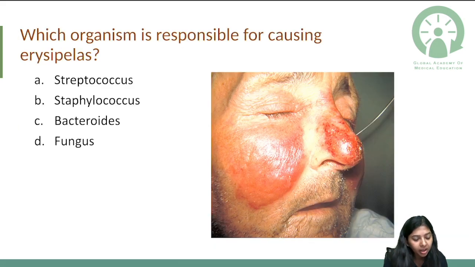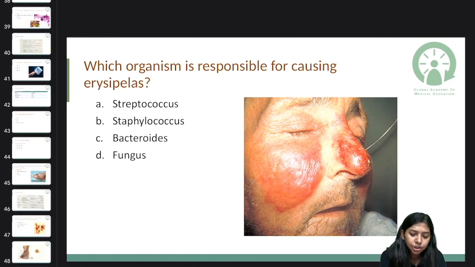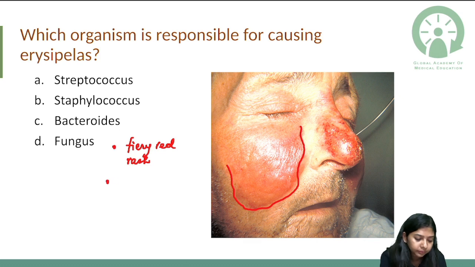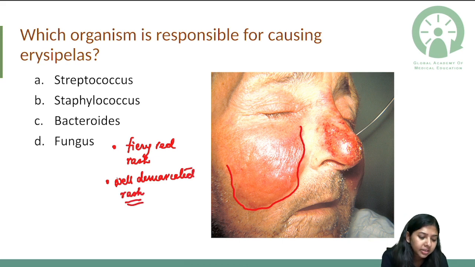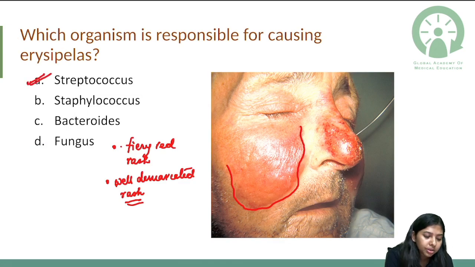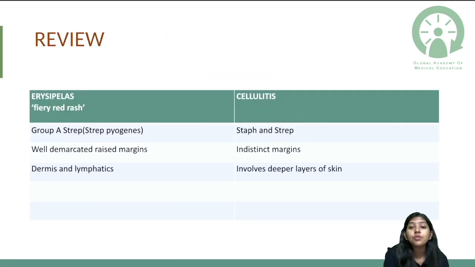Okay. Now, which organism is responsible for causing erysipelas? See, you are getting a fiery red rash in the picture, which is what erysipelas is. It's a fiery red rash, well demarcated. Right? Fiery red rash, which is well demarcated, is caused by streptococcus, right?